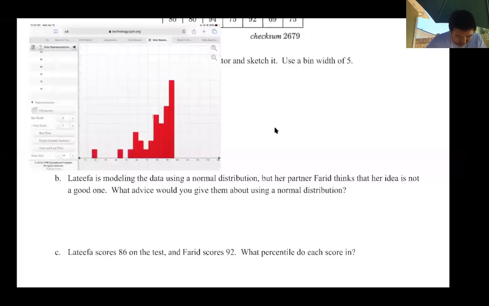Latifa is modeling the data using a normal distribution, but her partner Farid thinks that it is not a good one. What advice would you give them about using a normal distribution? So no, because it is not normal. It is skewed left. Latifa scored 86 on the test. Farid scored 92. What percentile is each score in?